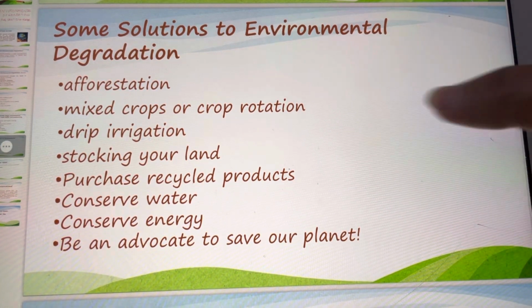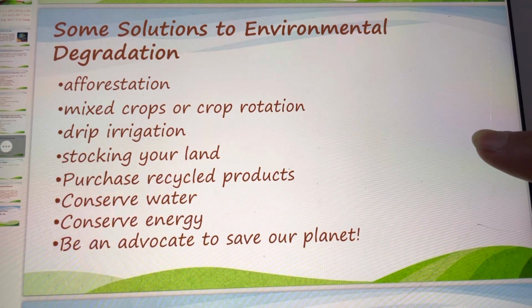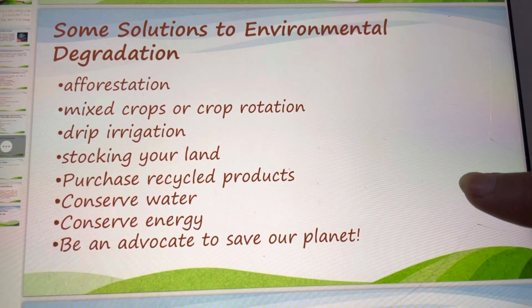Consolidation of your land holding. If the land is scattered at different places, it requires more resources for cultivation. So if the scattered land is consolidated at one or two places, that will also help as a solution to environmental degradation.